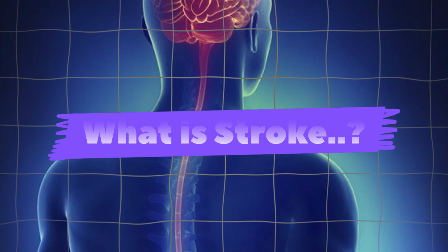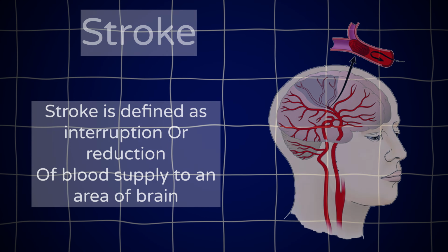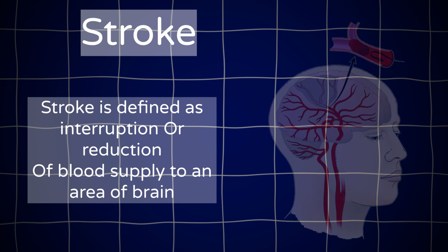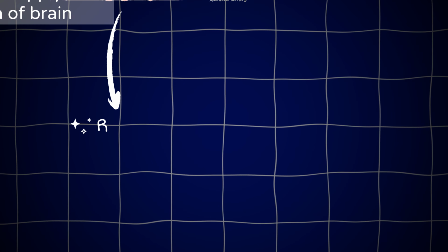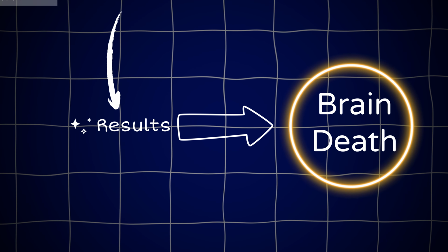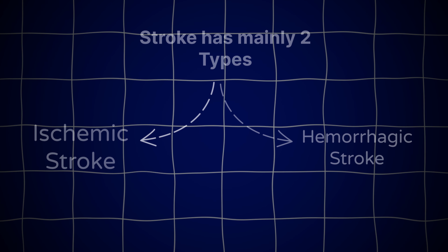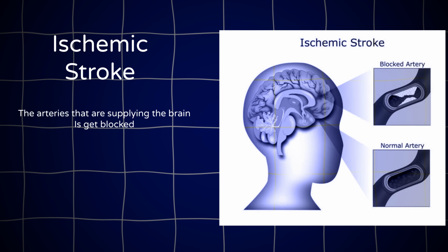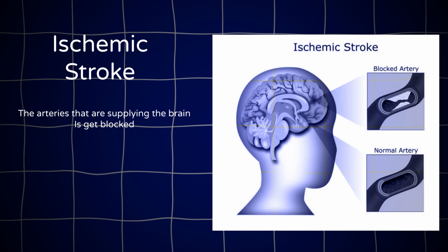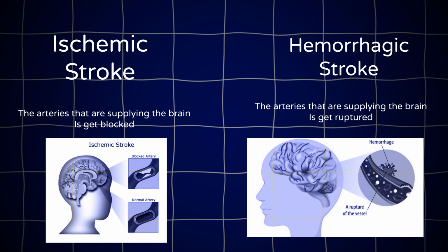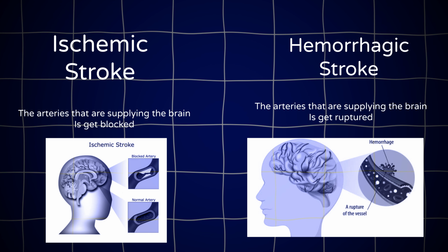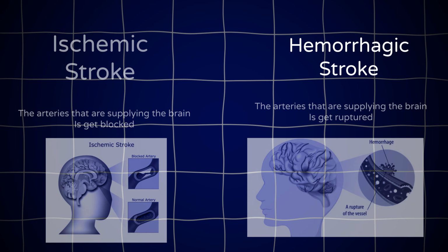First, we will define the stroke. So what is stroke? Stroke is defined as an interruption or reduction of blood supply to an area of brain that results in brain death, that is called stroke. Stroke has mainly two types, ischemic stroke and hemorrhagic stroke. In ischemic stroke, the arteries that are supplying the brain get blocked, that can result in death of brain tissue, and when the artery is ruptured, that is called hemorrhagic stroke. Ischemic stroke is our main focus of this video, but we will briefly talk about hemorrhagic stroke as well.